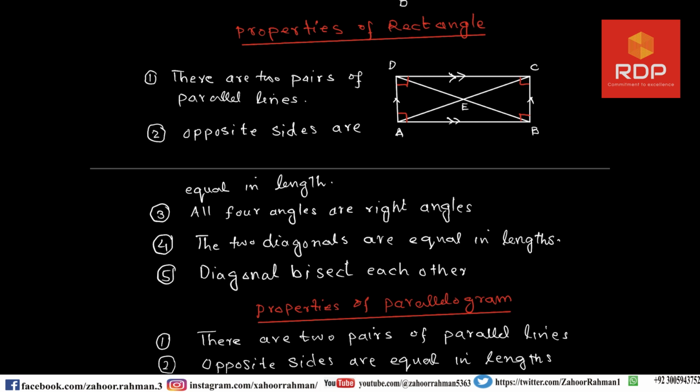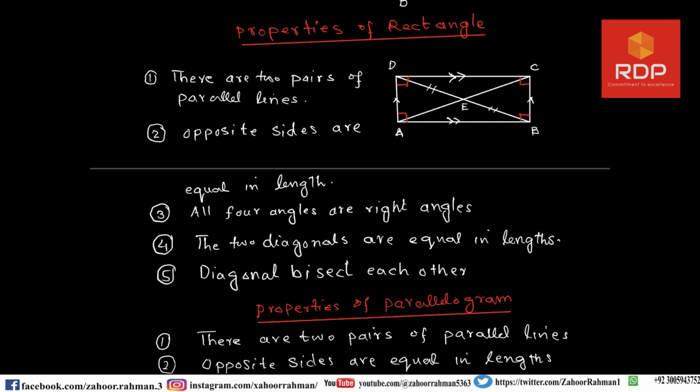The fourth property is the two diagonals are equal in length. Now, this diagonal will be equal to this diagonal. Both are equal. Very important piece of information. You have to keep this in mind. The fifth and last one is that diagonals bisect each other. This diagonal will bisect the other one and they will divide it into two equal parts.